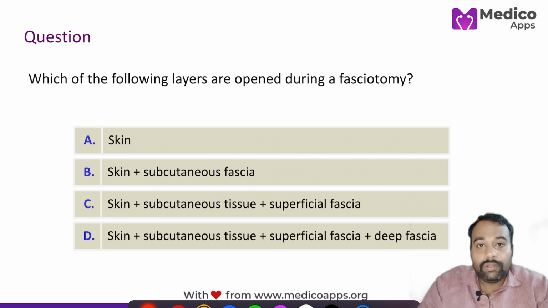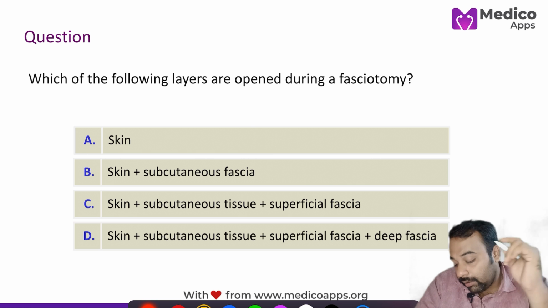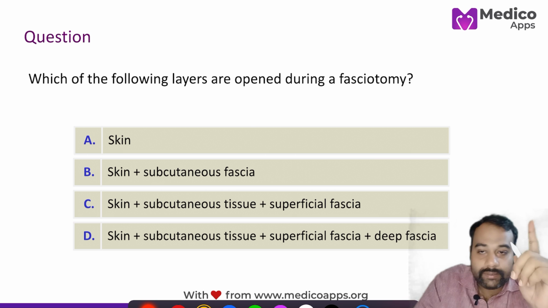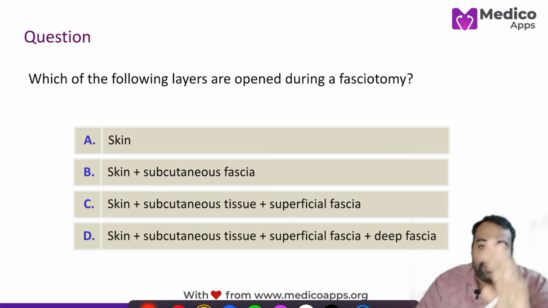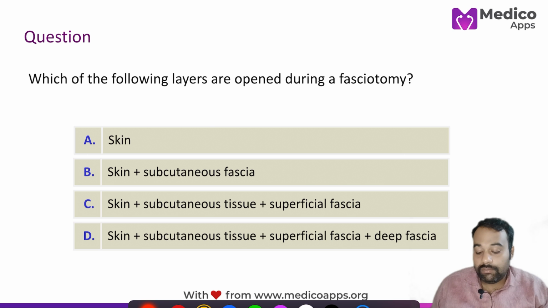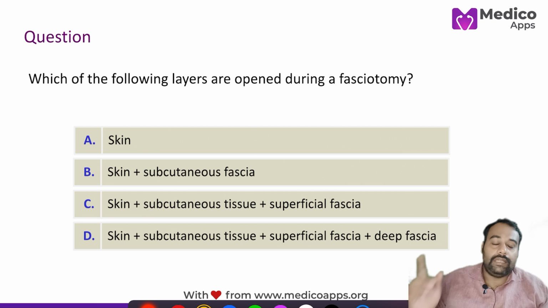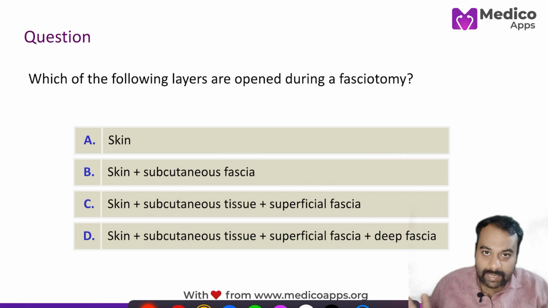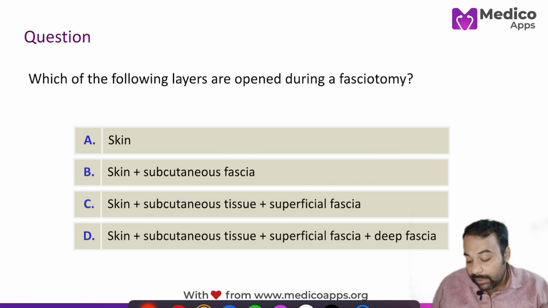Let's see the question again. Your question asks which of the following layers are open during the fasciotomy. By seeing the question you must remember that it is the skin, then the subcutaneous tissue, then the superficial fascia, then the deep fascia. So you know the answer. Then while looking into the options, you just try to find your answer here.